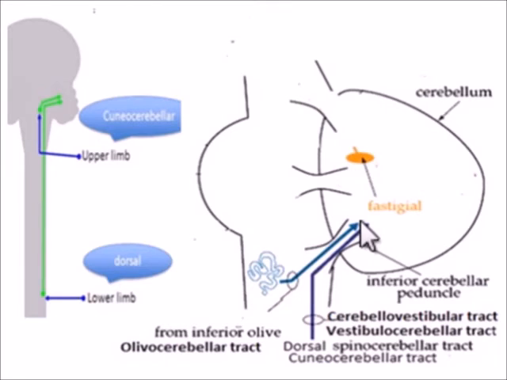And the inferior olivary nucleus in return gets a tract from the spinocerebellum which will be called the cerebello-olivary tract. So this is also a to and fro tract between the spinocerebellum and the inferior olivary nucleus. So these are the tracts which pass through the inferior cerebellar peduncle.